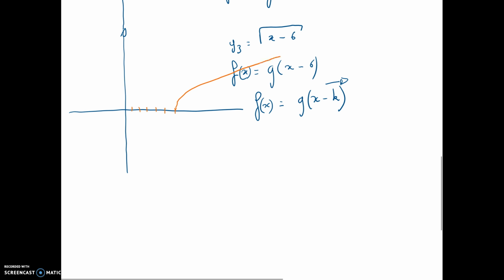This is y3. Now, if I look at problem number 14, it's a little bit different because now we have three functions. Function number 1 is absolute value of x. Function number 2 is 2 times absolute value of x. And function number 3 is 2.5 absolute value of x.